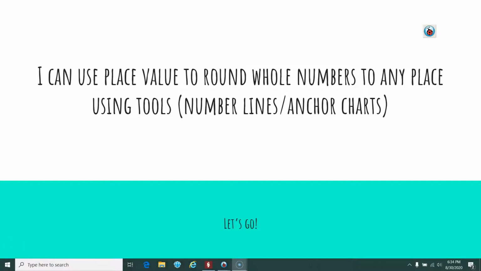Graders, Miss Cross is here with you for another day of math as we continue on our learning target of: I can use place value to round whole numbers to any place using tools like number lines or anchor charts.